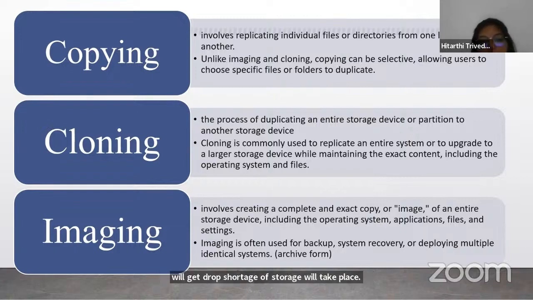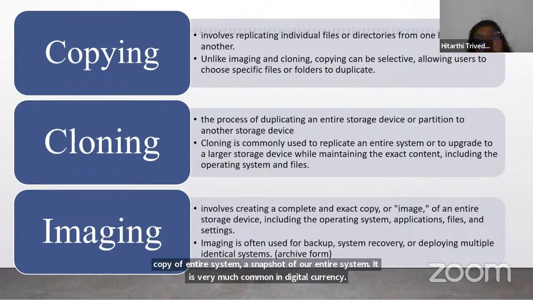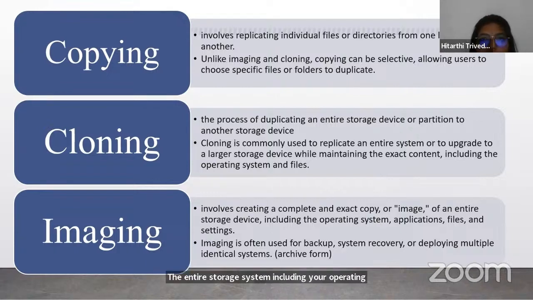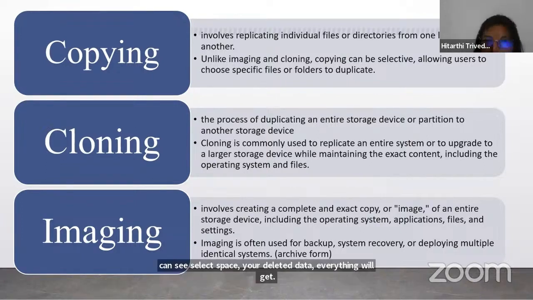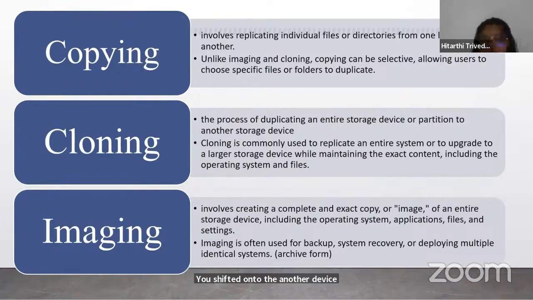Third thing is imaging. Image, we know image is a photo, right? So imaging involves creating a copy of an entire system, a snapshot of an entire system. It is very common in digital forensics. The entire storage system, including your operating system, your application files, your settings, your slack space, your deleted data, everything will get shifted onto the other device where you take the image.